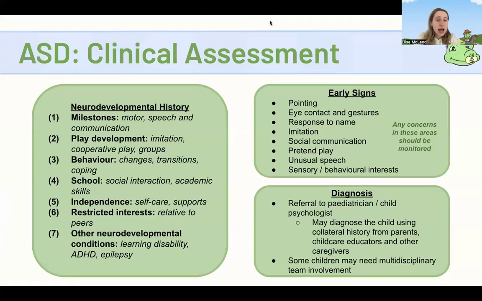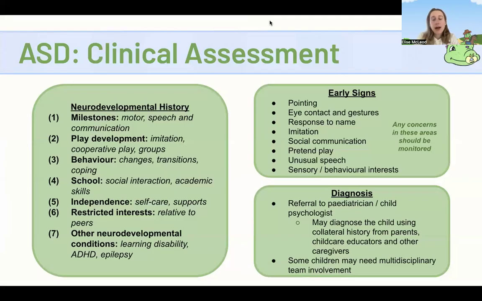Assessing their behavior, how do they deal with changes, transitions, etc. If they're at school or preschool, how they interact with other children and teachers, what are they like academically, how their skills and independence, what are their interests like, and how does this differ to their peers, and do they have any coexisting neurodevelopmental conditions as well.